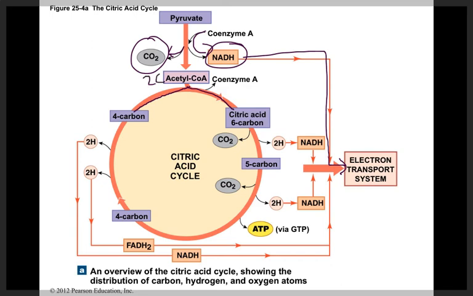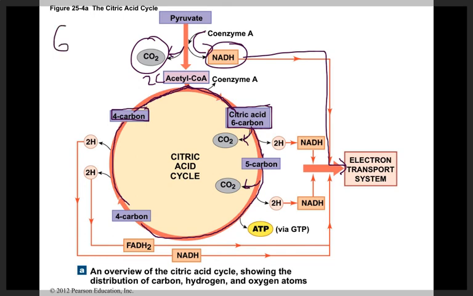Acetyl-CoA is a 2-carbon compound, so we will end up with a 6-carbon compound called citric acid. Citric acid will lose 2 carbons and will go through several steps to eventually become the original 4-carbon compound, oxaloacetic acid, that it started out as. It can then join with another acetyl coenzyme A to become citric acid again.